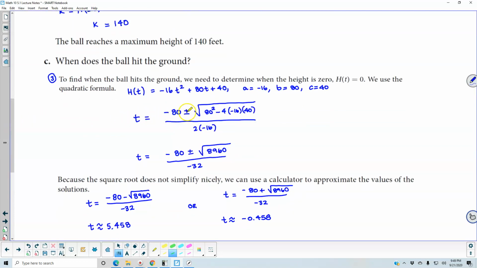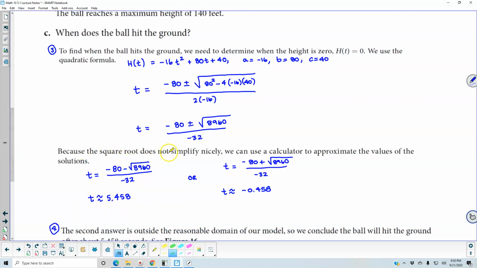t is equal to negative 80 plus or minus the square root of 80 squared minus 4 times negative 16 times 40, over 2 times negative 16. And so we end up getting t equal to negative 80 plus or minus the square root of 8,960 over negative 32. Now, because the square root does not simplify nicely, we would then use a calculator to approximate the values of the solutions.